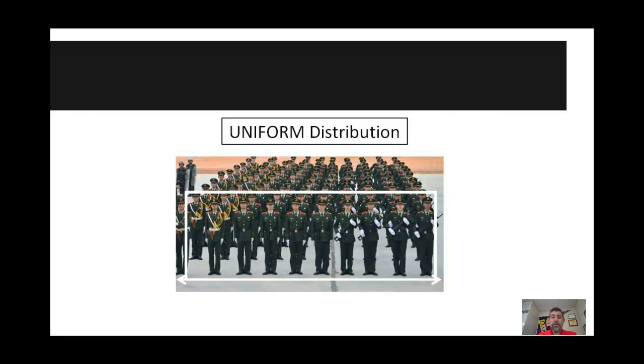So there you go, folks. That's basically what you need to do when you describe shape. You need to describe the modality, either unimodal, bimodal, multimodal possibly, or uniform, and symmetry. So it's either going to be symmetric, skewed left, or skewed right.